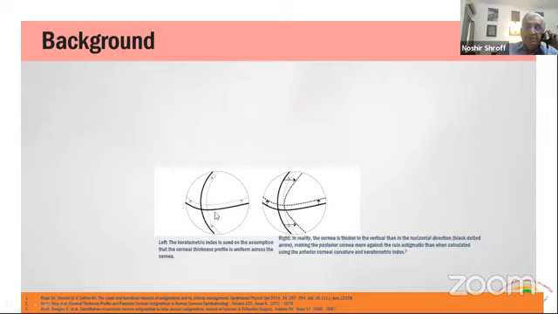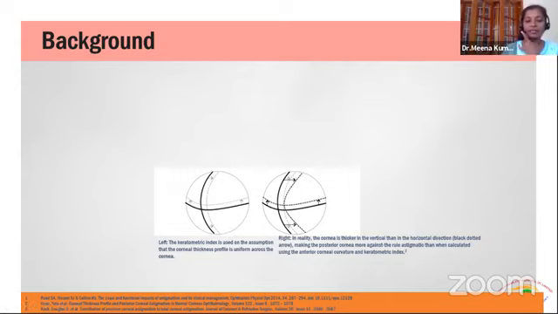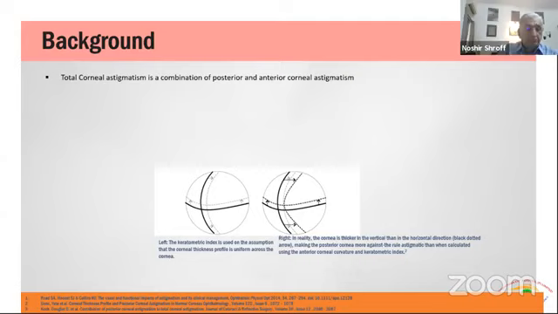What all of us need to know is the keratometric index is used upon the assumption that the corneal thickness profile is uniform across the cornea, but that is not so. The next diagram shows in reality, the cornea is thicker in the vertical plane than in the horizontal direction, making the posterior cornea more against the rule astigmatism than when we calculate just using the anterior corneal curvature and the keratometry index.